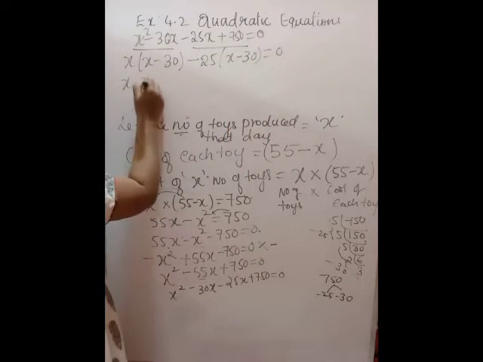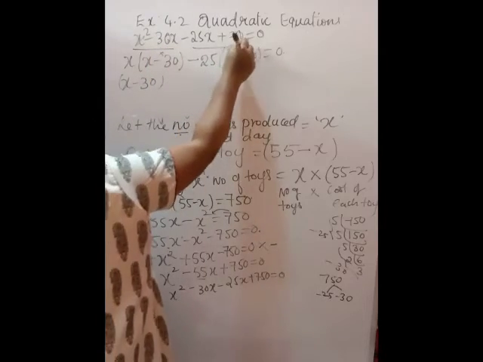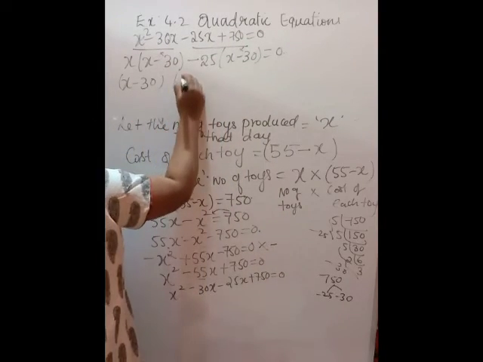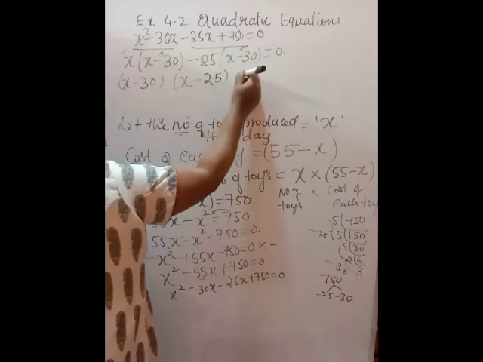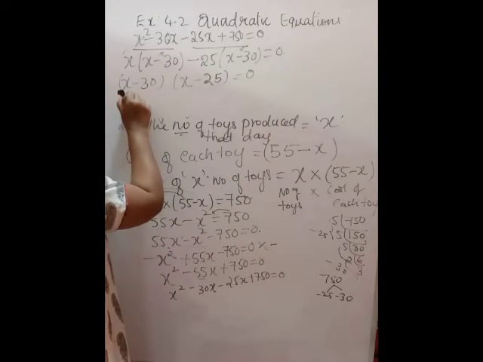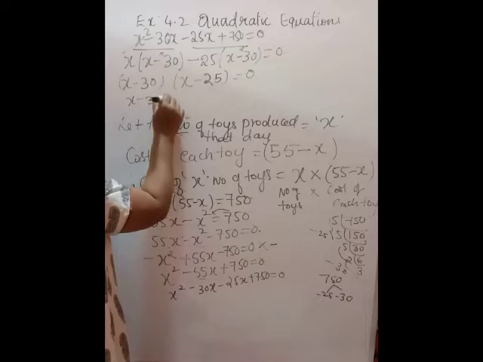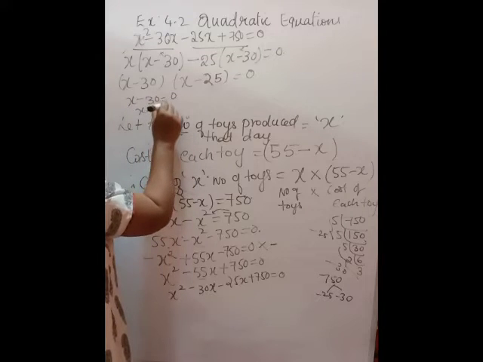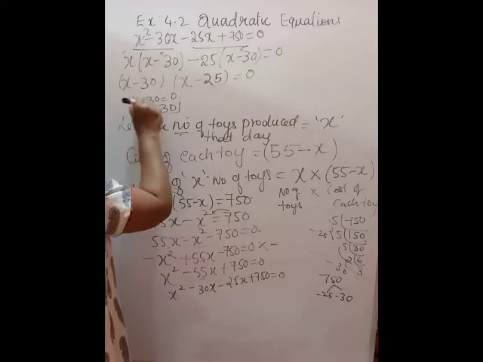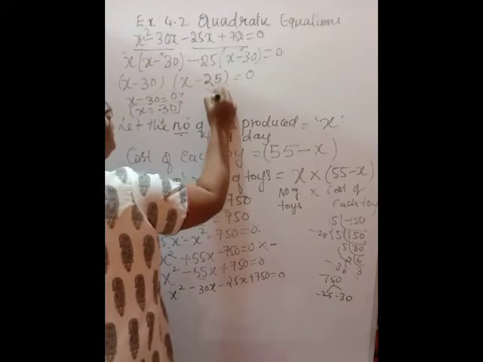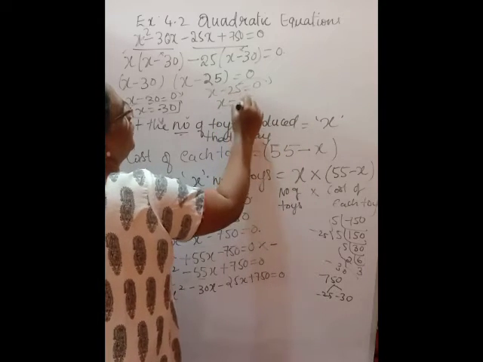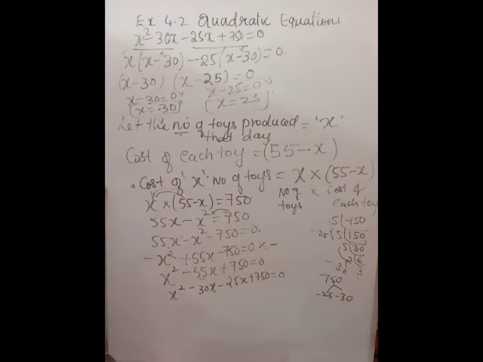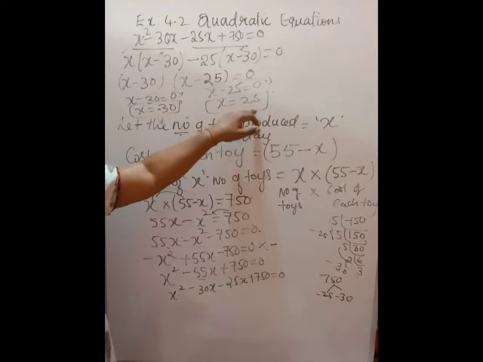Now x minus 30 is common in both the terms. Remaining here x minus 25 is equal to 0. Now x minus 30 is equal to 0, so x is equal to 30, shift here. x minus 25 is equal to 0, shift 25 here, you will get x is equal to plus 25. So now you got the values for x. Means every day they are manufacturing 25 toys.